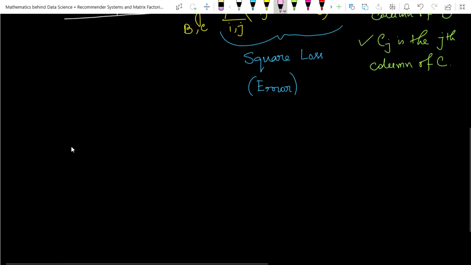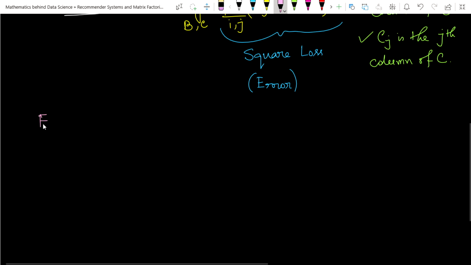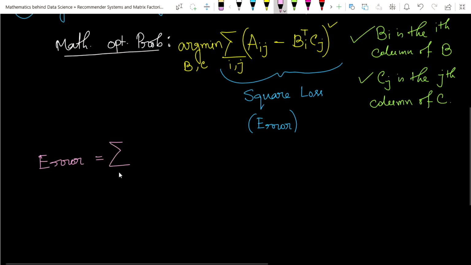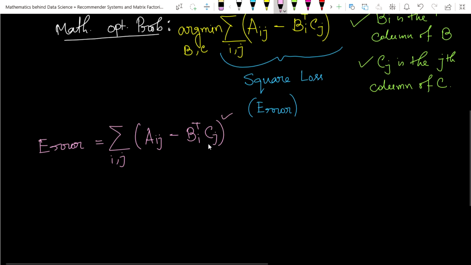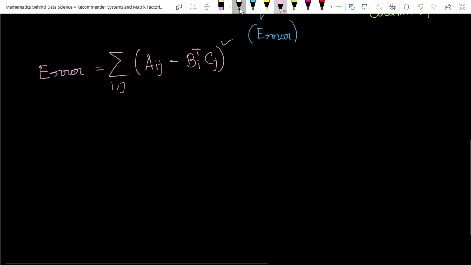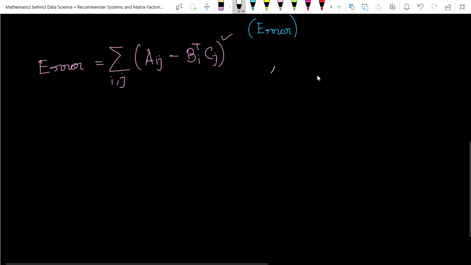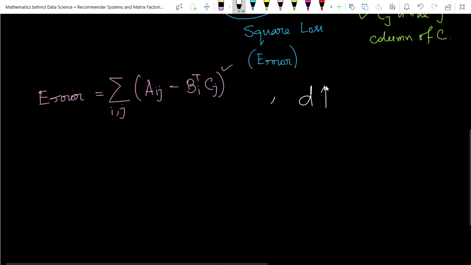The error that we got is equal to the sum over ij of (a_ij minus p_i transpose c_j) whole squared. Okay, this is the error term. So the relation looks like that: if we increase the value of d, that implies that the error will decrease. The error term is decreased.